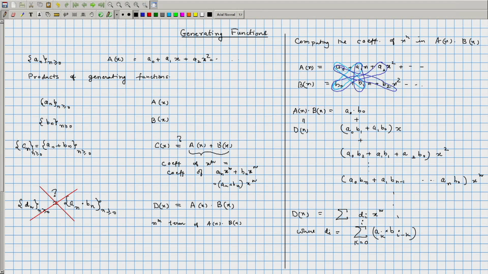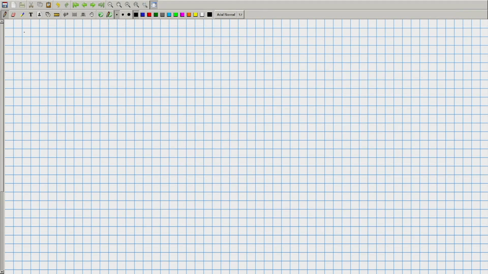So, the sequence obtained in this particular manner is also called a convolution of A and B. When you multiply the generating functions, the sequence that you will get from the product of the two generating functions will be a convolution of the two underlying sequences. So, now let us see some particular applications of these. We will see combinatorial use.